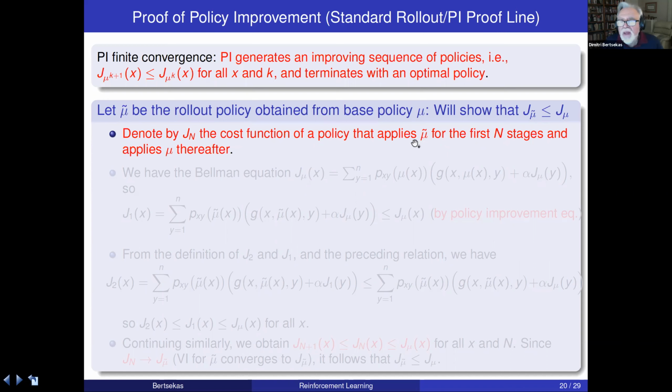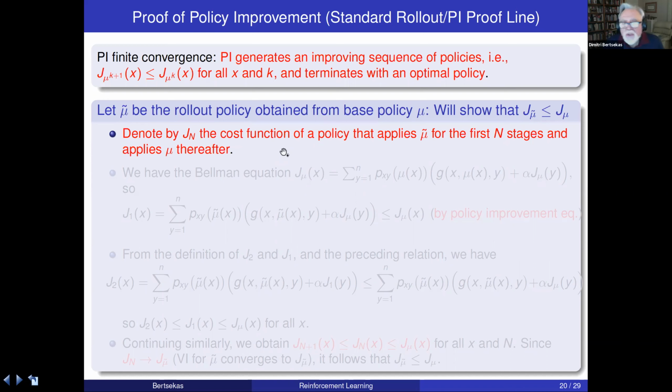And this algorithm is based on monotonicity. We're going to construct a sequence of functions that are lower than this J mu, and they converge to J mu tilde, being the rollout policy obtained from the base policy. And incidentally, this also gives a proof of cost improvement for rollout, because this applies for every iteration, and also for the first one, which is rollout.